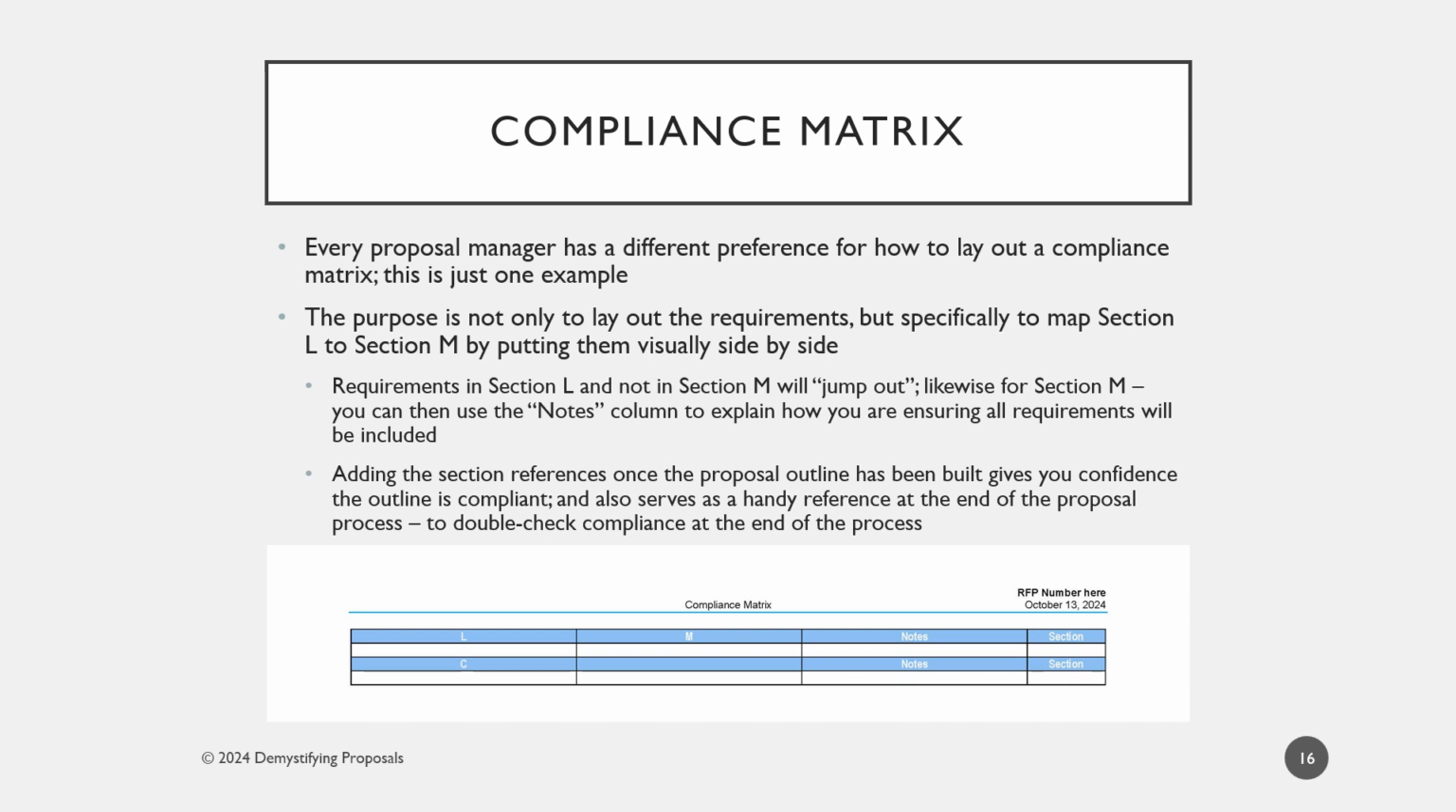This also allows you to see any requirements that are in Section L that aren't in Section M, and vice versa, any requirements that are in Section M that are not in Section L. And then you can use the notes column to explain how you're going to ensure that all of those requirements will be included, and then adding the section references once the proposal outline has been built gives you confidence that the outline is compliant, because the outline has then all of the sections in your compliance matrix and vice versa. It also serves as a handy reference at the end of the proposal process to double check compliance.